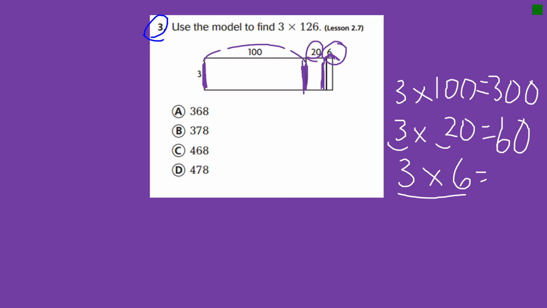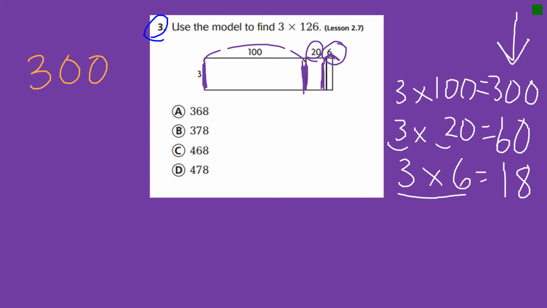3 times 6, right? What's 3 times 6? I mean, what's 2 times 6? I think of my 2's if I'm stuck on a 3's. So 3 sets of 6 is going to be 2 times 6 is 12, and another set of 6 is 18. Okay? So what are we going to do with these 3 partial products? I think you know, don't you? We're going to add them together.